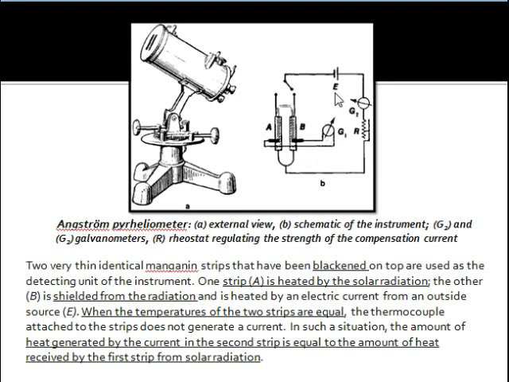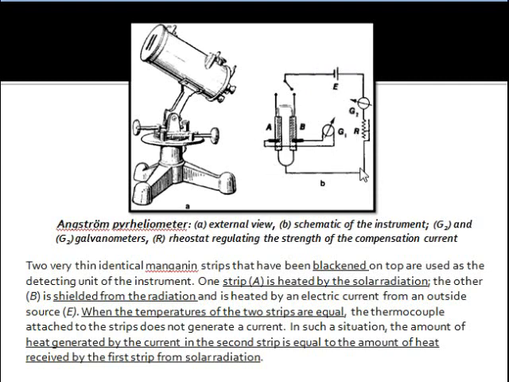Then we can say that the amount of current supplied for heating one strip is the actual radiation energy received from the sun on strip A. The strip which is exposed, say it reaches a temperature of 50 degrees, and we supply some energy to bring the other also to 50 degrees. So that much energy supplied is the measure of the solar radiation absorbed by the first strip, which is exposed to sunlight.